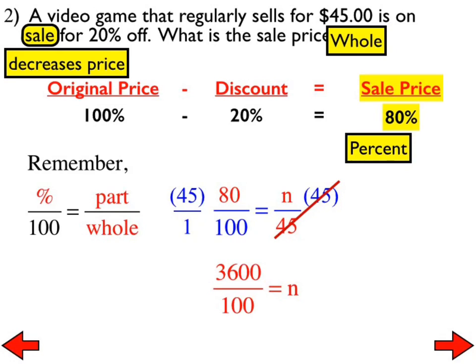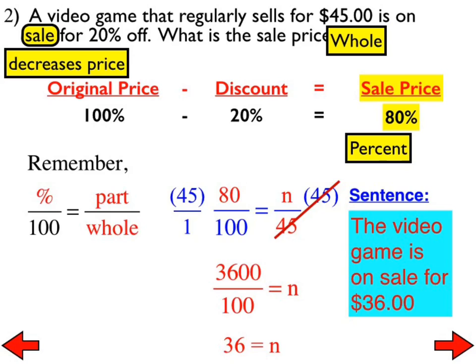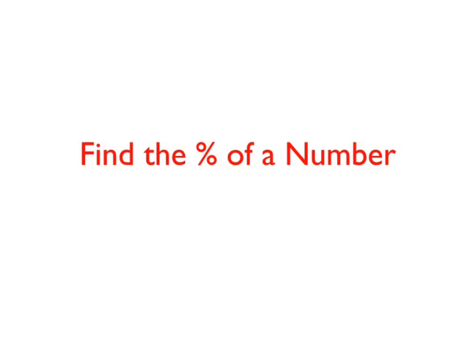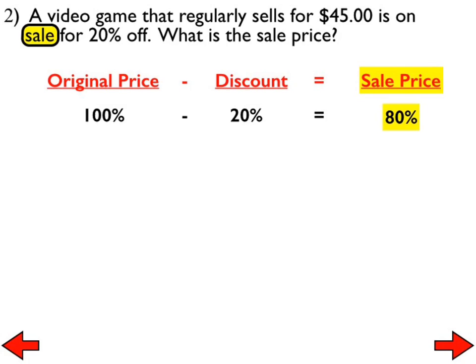And, you know, I've mentioned this I don't know how many times. Before I even start to solve a proportion, I would try and reduce that because it would make the numbers a lot easier to deal with. But regardless, we end up with $36 for the video game price. So we could do this with a proportion. But let's now go to what I consider to be the fastest way, which would be finding the percent of a number. And that's where this 80% comes into play.